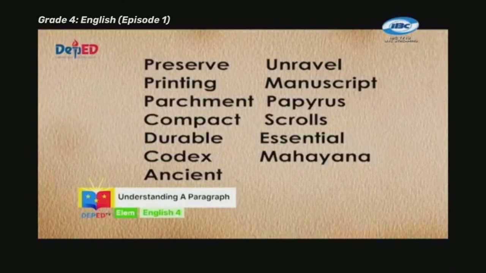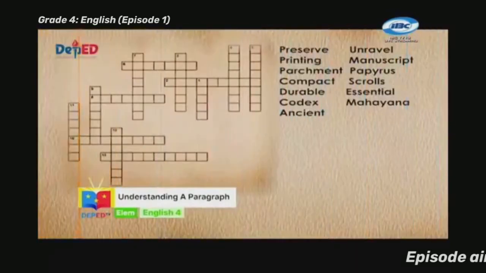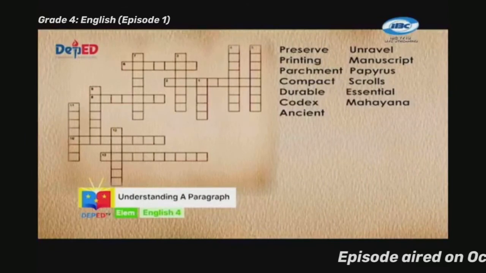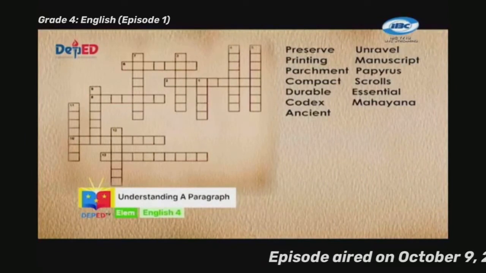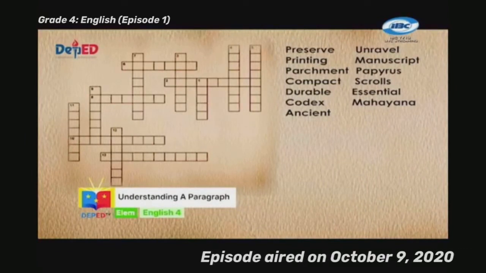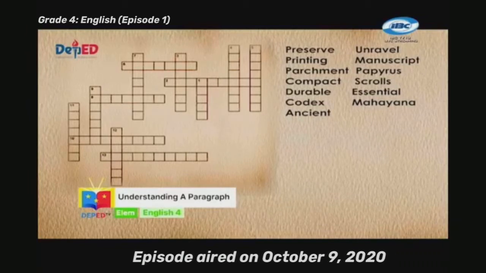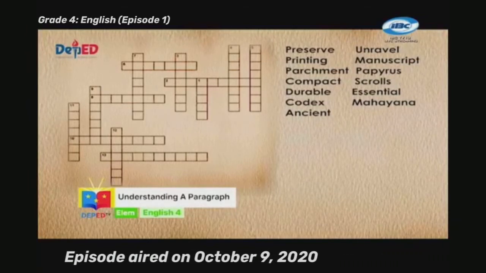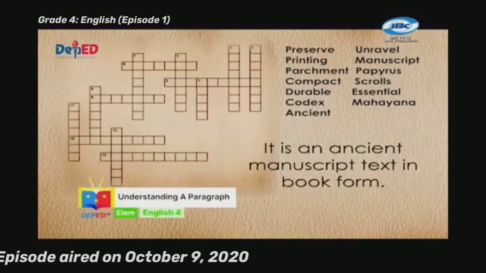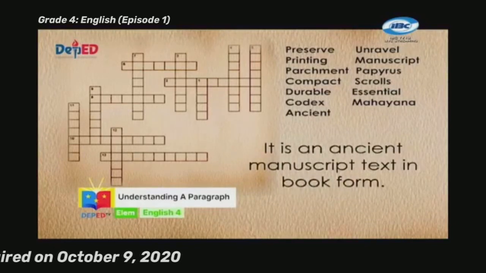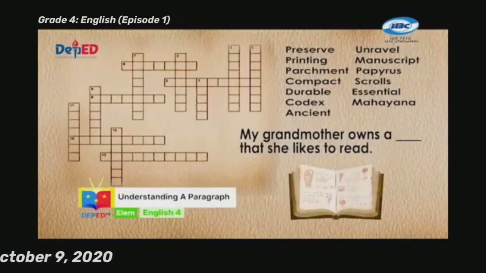Don't worry, because I will be giving you examples on the words that can be used in a sentence. Are you ready? Here are the clues. Let's start with down. Item number 1. 5 letters. It is an ancient manuscript text in book form. My grandmother owns a that she likes to read.